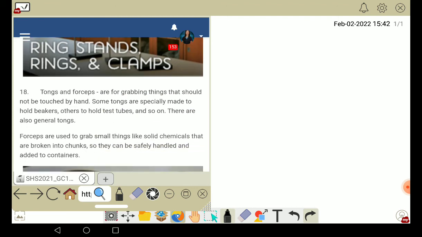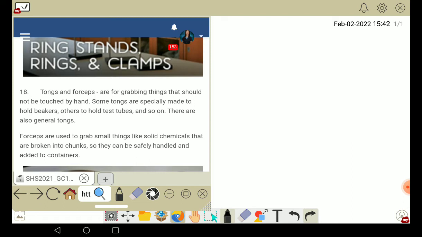Okay, next we have tongs and forceps. These are the tools used for grabbing things that should not be touched by the hand, for example, when you are heating. You are using tongs and forceps to hold your container. Some tongs are specially made to hold beakers, others to hold test tubes, and so on.